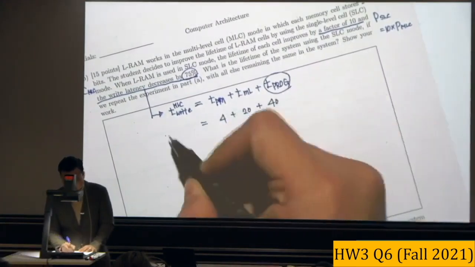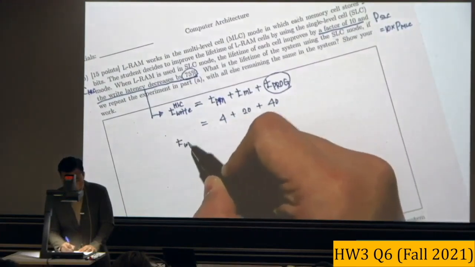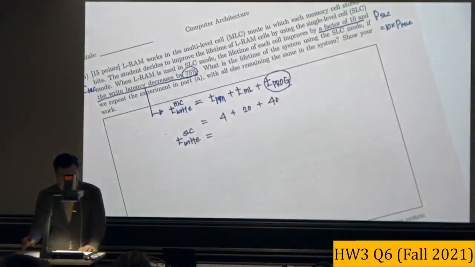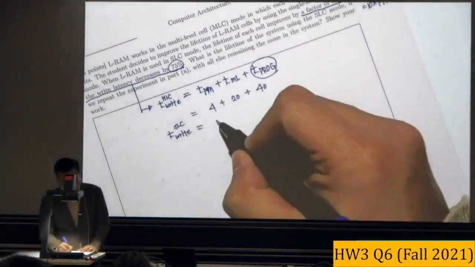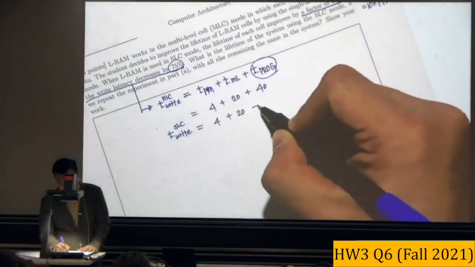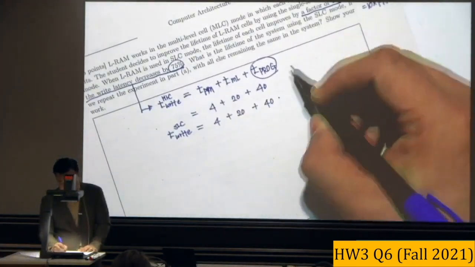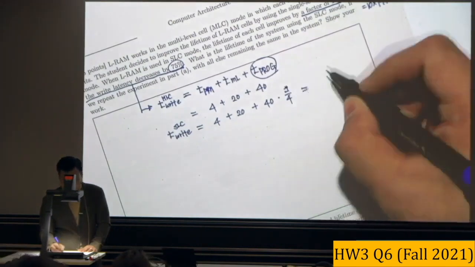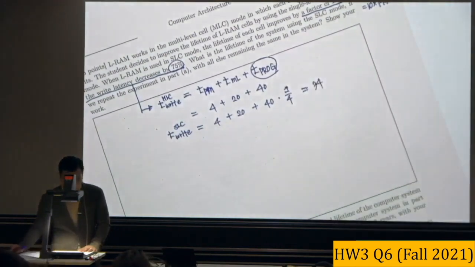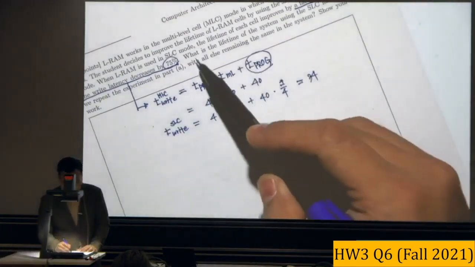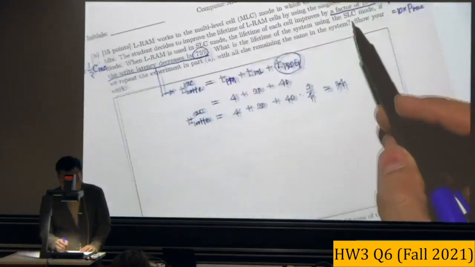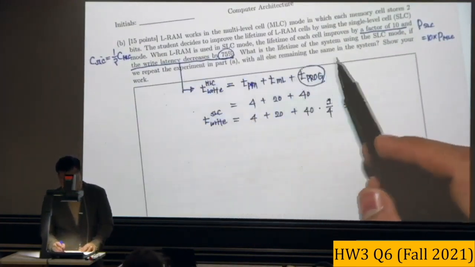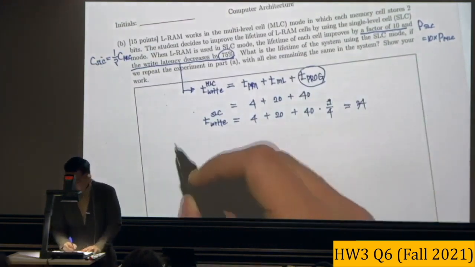So this was what it was, and so the effective write latency of SLC should be like this. Right? And it is 34. And what is the lifetime of the system using SLC mode if we repeat the experiment in part A with all else remaining the same in the system?